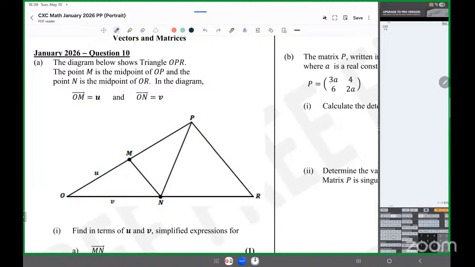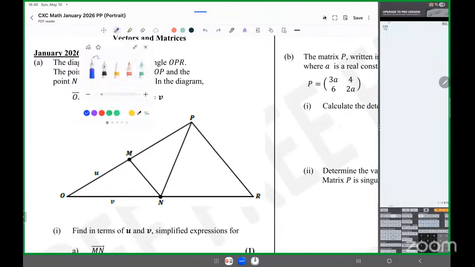So they give us a vectors question here. It says the diagram shows triangle OPR. M is the midpoint right here, and N is the midpoint right here. It says OM is u and ON is v. So they give us these two vectors. Now, we can populate the diagram as we go.